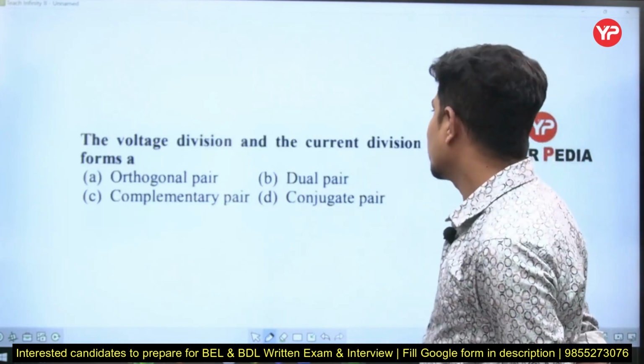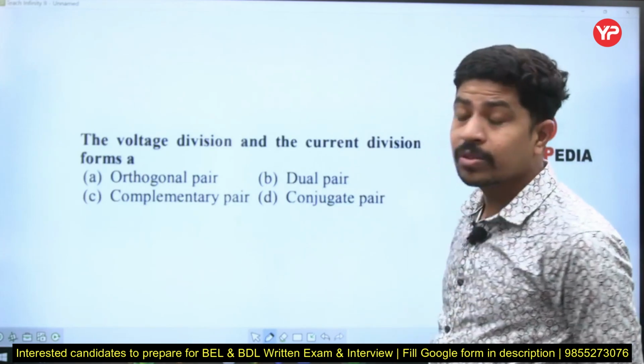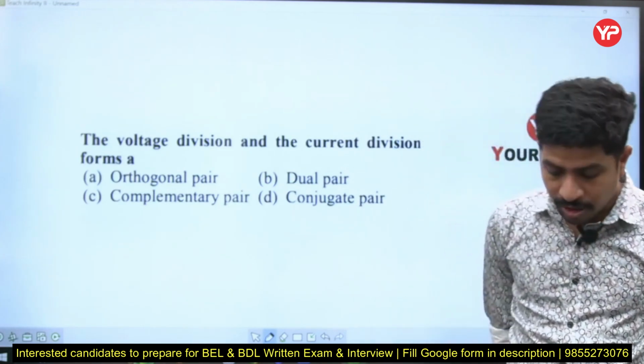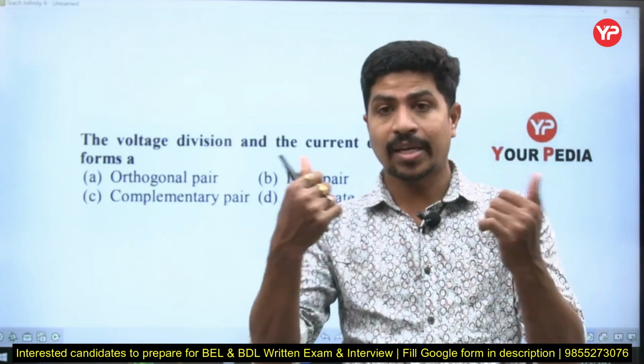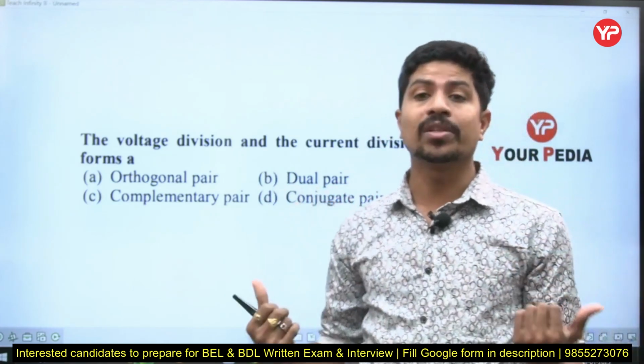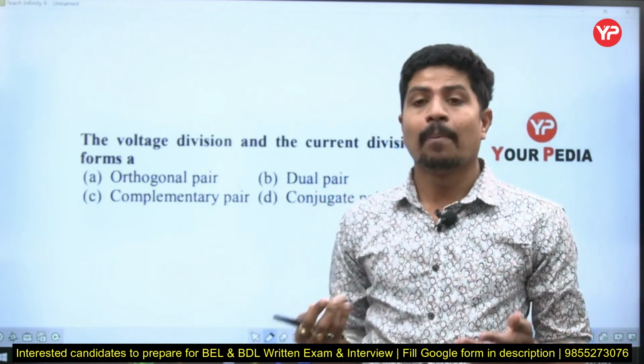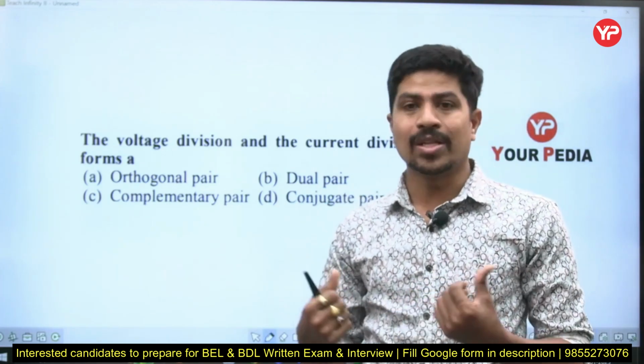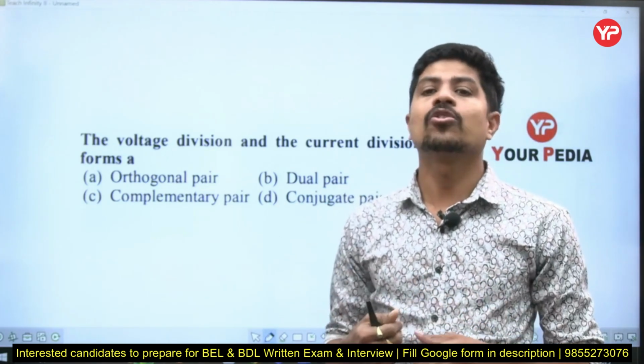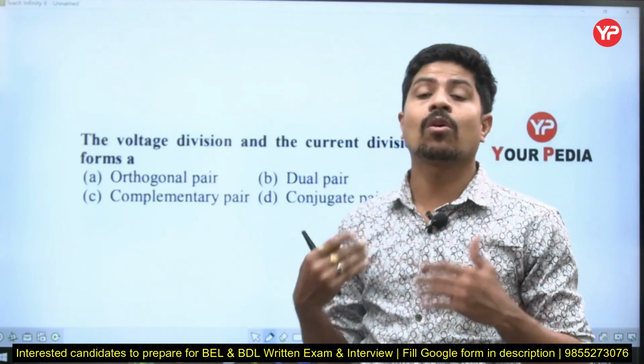The voltage division and the current division forms, I told you, the concept of duality. Voltage and current are duals. Star, delta are duals. Capacitor, inductor are duals. Resistance, conductance are duals, right? Mesh and node are duals. Voltage division and current division are also duals.